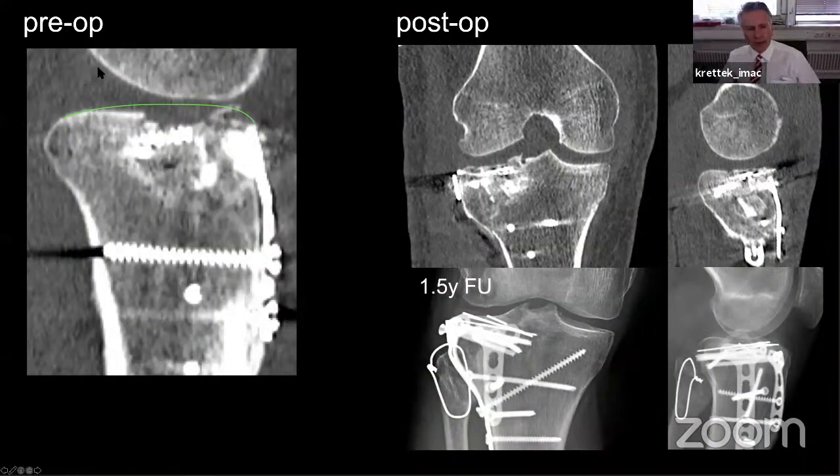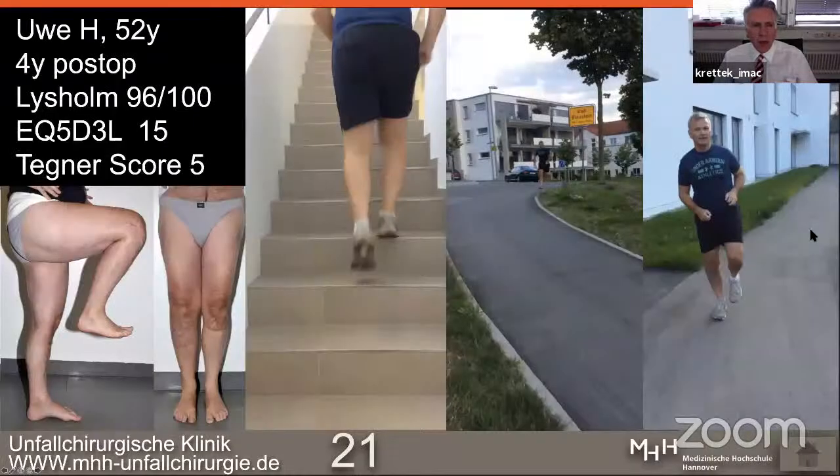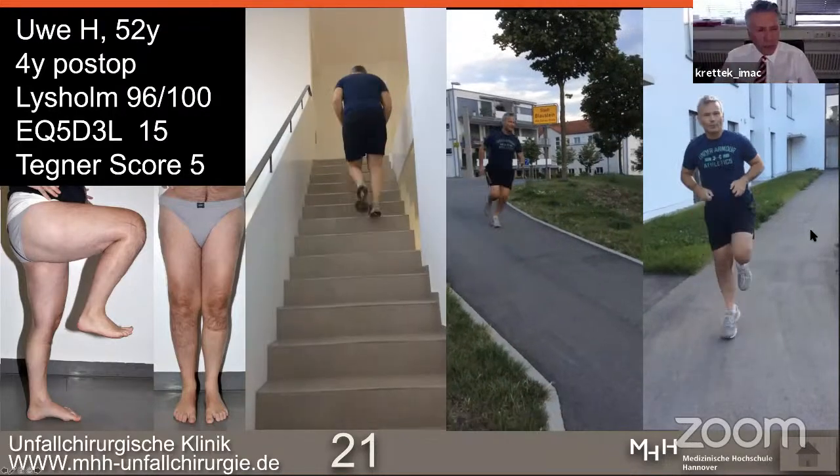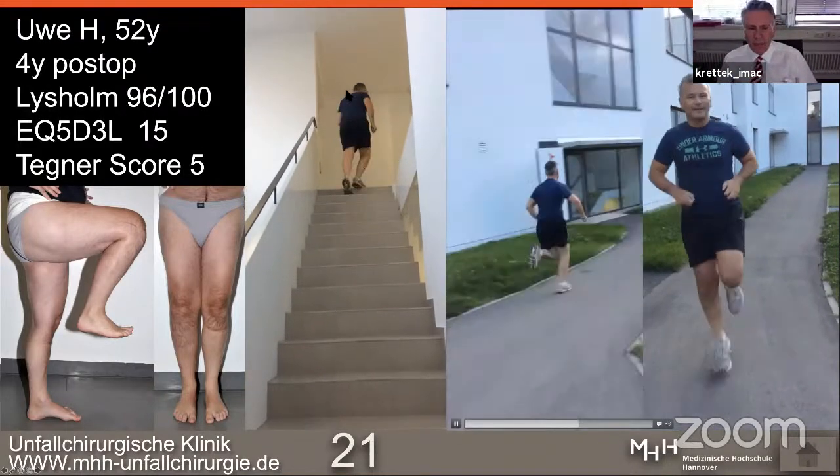In comparison to the preoperative CT scan, we see good elevation of the joint in both planes. We have some sort of a neutral or semi-convex plateau. And here is the patient 1.5 years, 4 years after surgery.